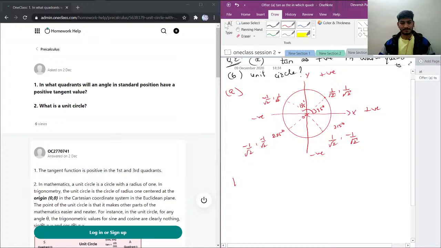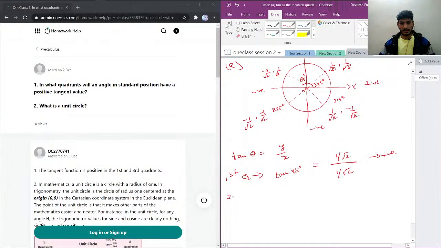Now for a unit circle, tangent of any angle, say theta, is basically y by x, so y coordinate over x coordinate. Now let's see for first quadrant. We have tangent of 45 degree, which will be equal to 1 over root 2, 1 over root 2, and this will be positive.